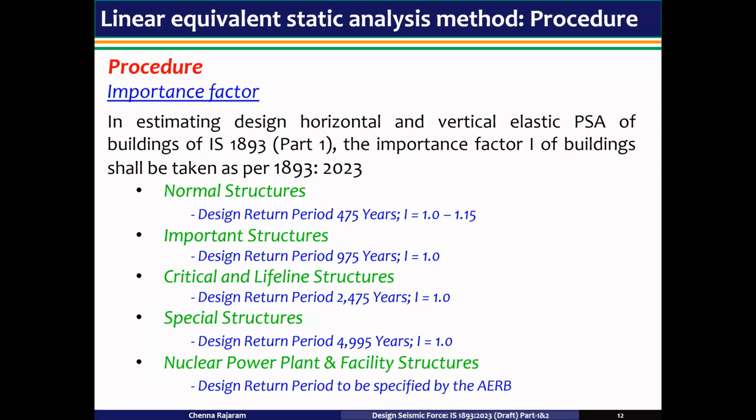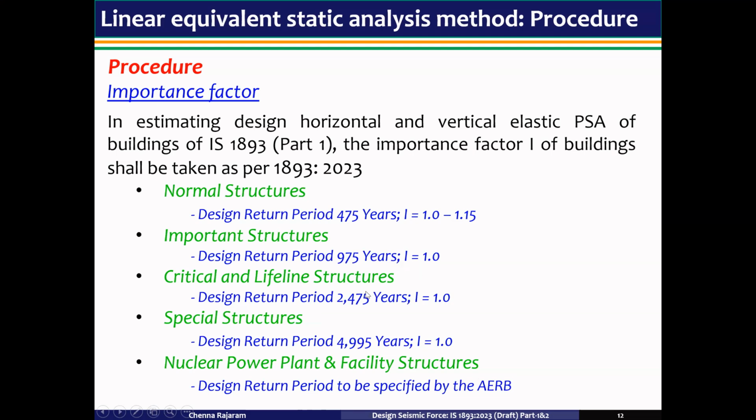The next is the importance factor. In estimating the design horizontal and vertical elastic pseudospectral acceleration of buildings of IS 1893 Part 1, the importance factor I of building shall be taken as follows. For normal buildings, for a design return period of 475 years, I ranges from 1.0 to 1.15. And for important structures, the design return period is 975 years, I is equal to 1.